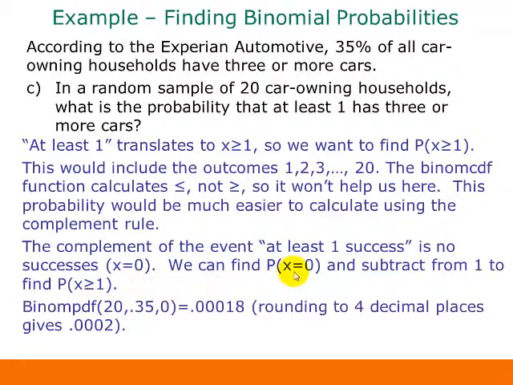So since we want the probability that x is actually equal to 0, we would use our binom PDF function, which just calculates one value, and put in 20 for n, 0.35 for p, and 0 for x. This would give us 0.00018. If we round this to 4 decimal places, we get 0.0002. Now that's the probability for no successes. To find the probability for at least one success, we have to subtract this from 1. So if we do 1 minus 0.0002, we get 0.9998. So the probability we're looking for of at least one success is 0.9998.